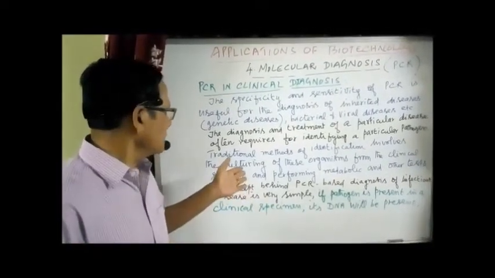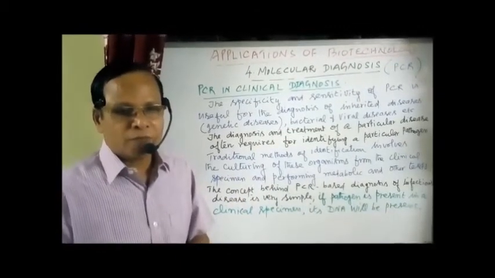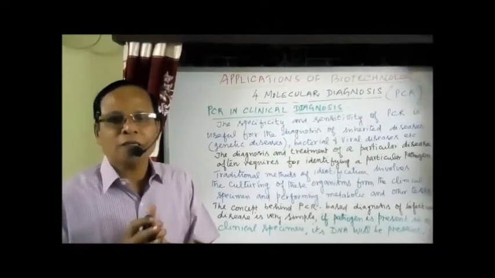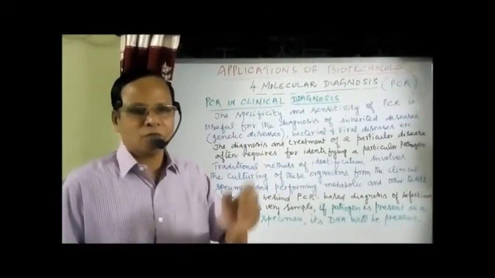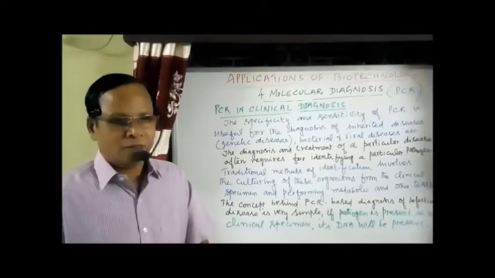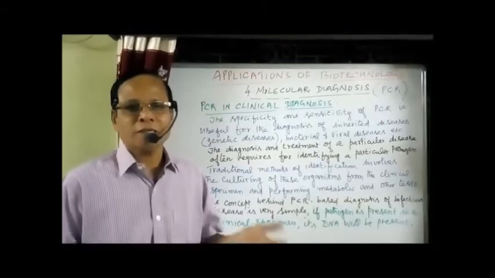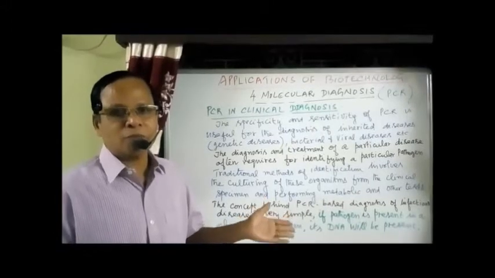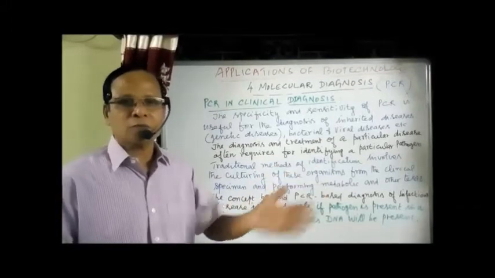That involves collecting the materials from the clinical specimen and culturing it, and then performing different tests, metabolic and other tests, to identify the specimen. This is what we call the identification of disease causing pathogens by traditional methods. So we have to culture and we have to do the test, either metabolic test or any other biochemical test to identify.